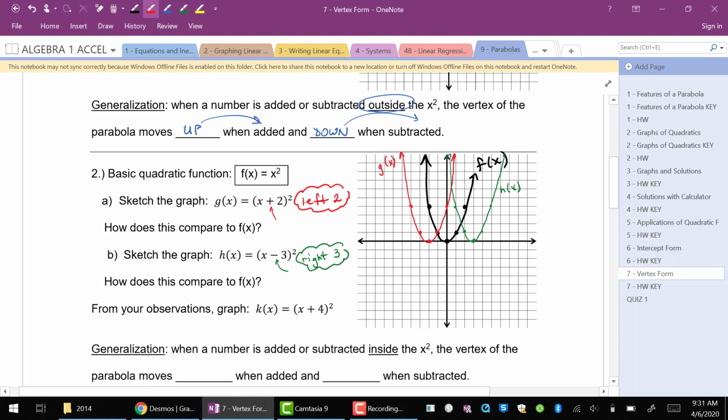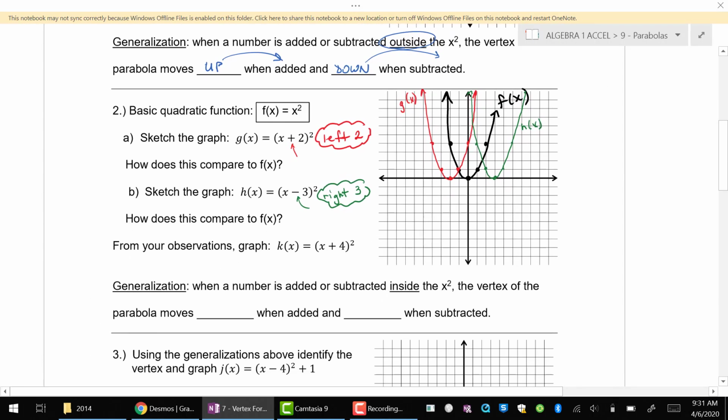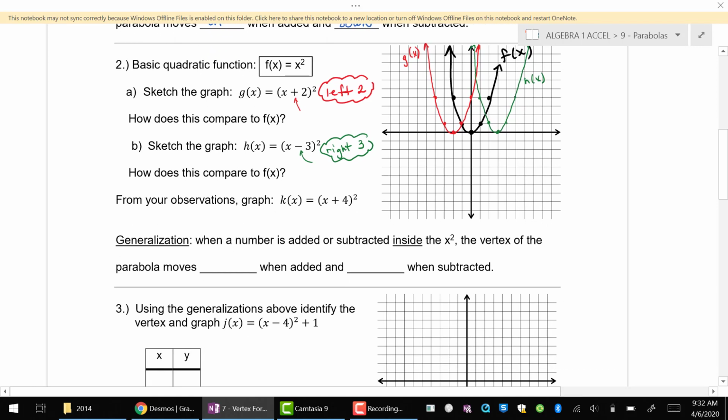I'll skip down once again to the generalizations. We saw kind of what's happening here with Desmos. When a number is added or subtracted inside of the x squared, then that's going to shift the vertex horizontally. More specifically, the parabola is going to move to the left when we have addition, and then we have a right shift or right movement when there is subtraction.